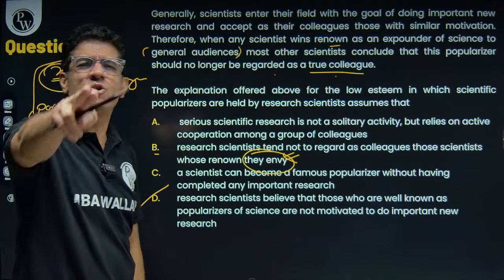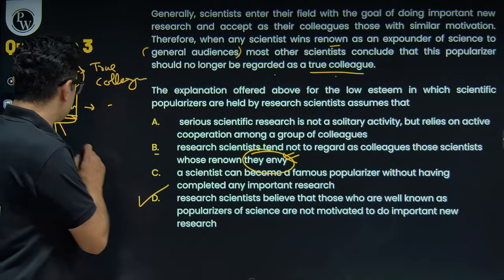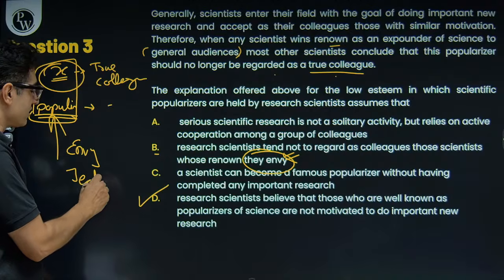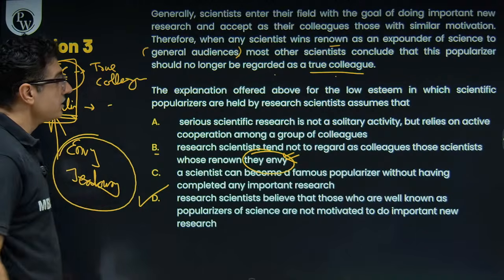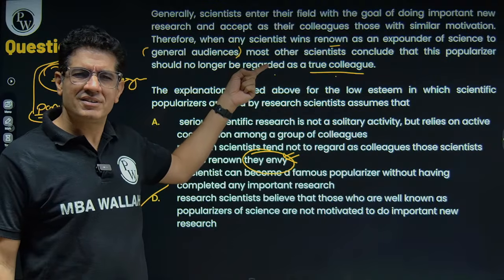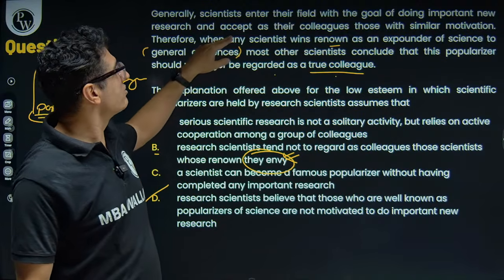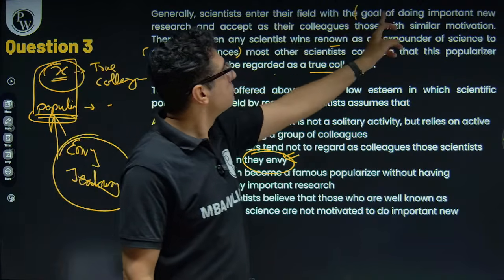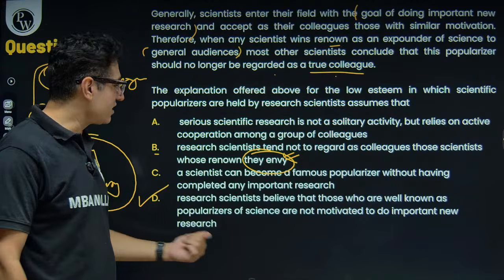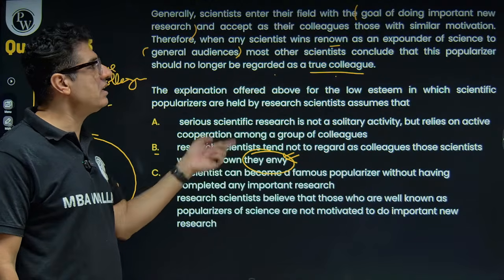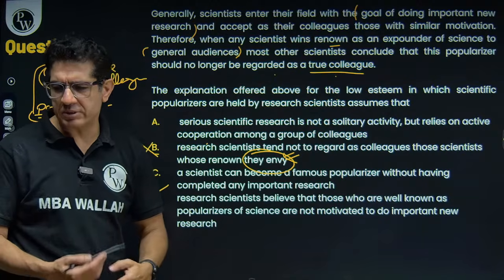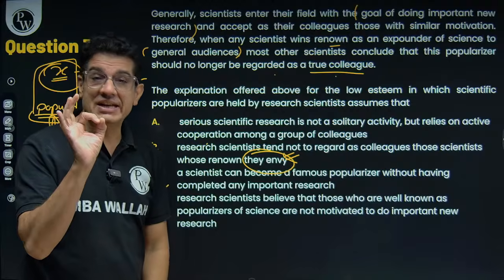Now, do they stop regarding them as true colleagues because they are jealous of them or envious of them? Here is a homework for you. Give me the difference between envy and jealousy. Very subtle, huh? But do think over it. So, is that the reason? No. It's just that they no longer think of them as people who do important new research. And that is why even if you negate B, this conclusion still stands, and thus we can rule out option B.